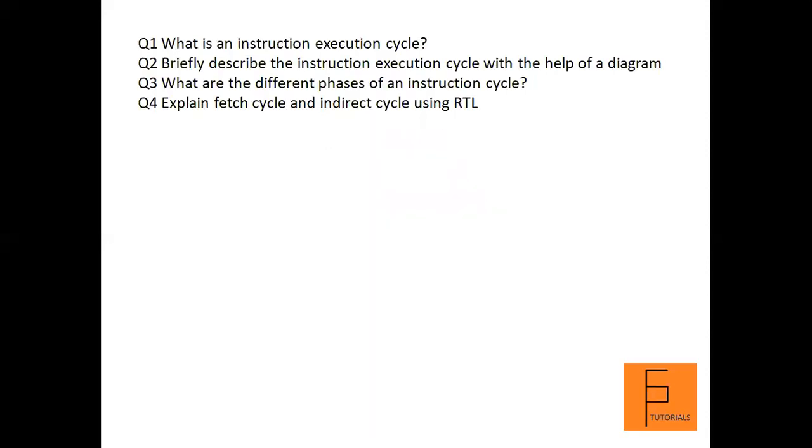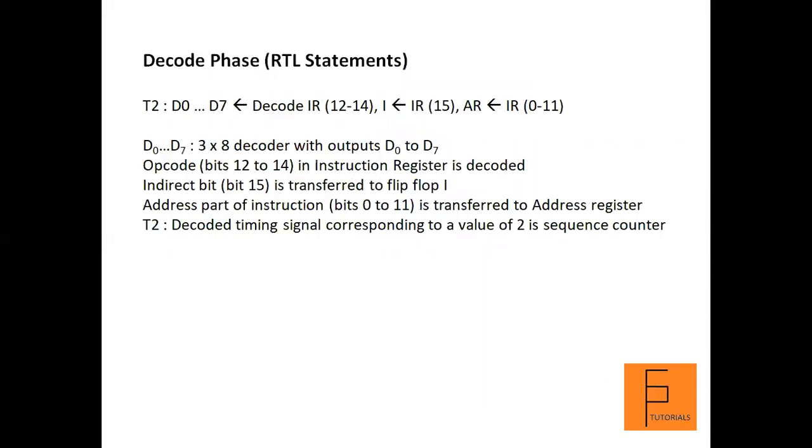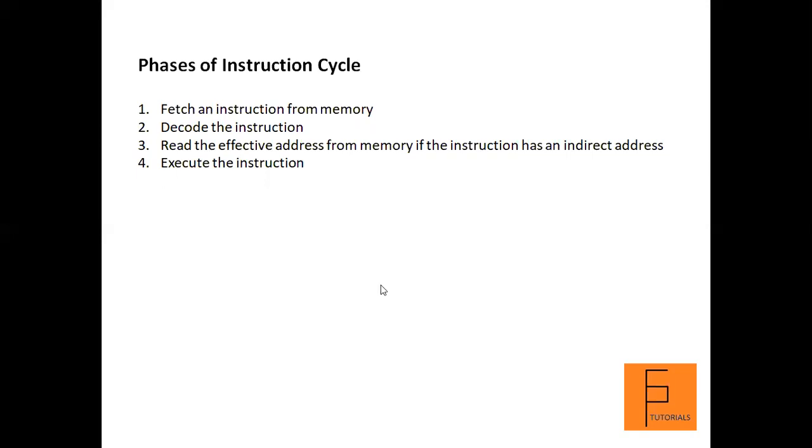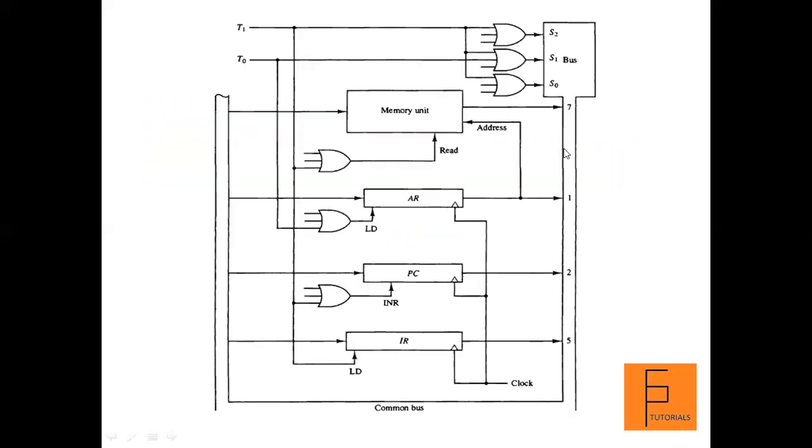And the third question you have, what are the different phases of an instruction cycle? So the different phases we saw, the different phases are these four phases. You'll have to write about these four phases where you have to fetch, decode, carry out an optional third phase if the effective address from memory happens to be an indirect address, and finally you have to execute the instruction.